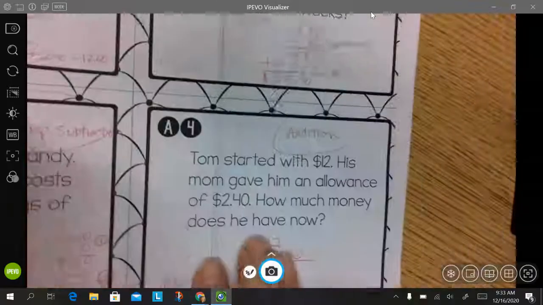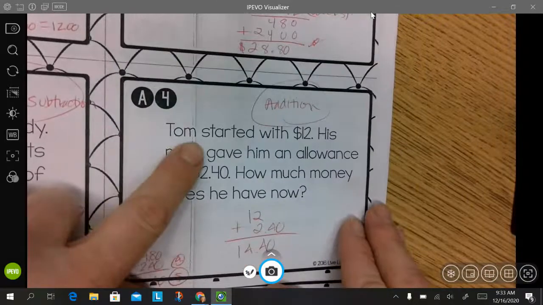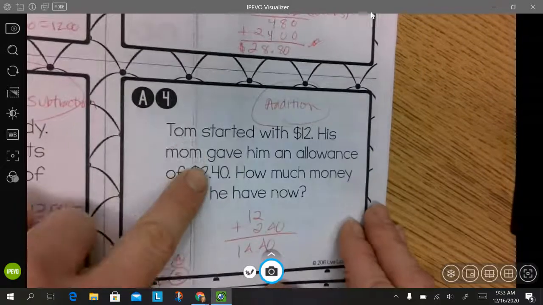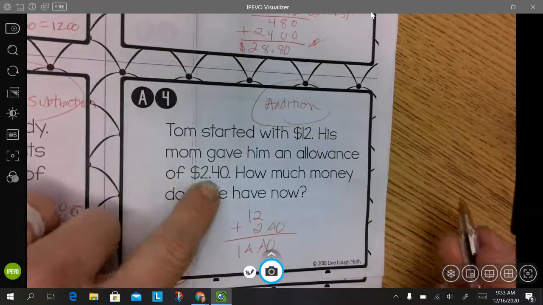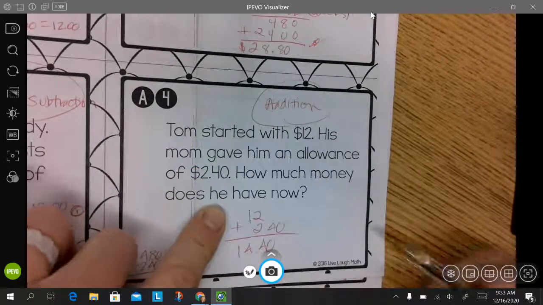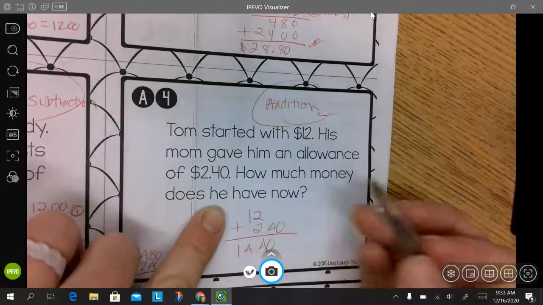All right, here is A4. Tom started with $12, okay? His mom gave him an allowance of $2.40. How much money does he have now? That's just addition. That's easy. But the hard part is this.